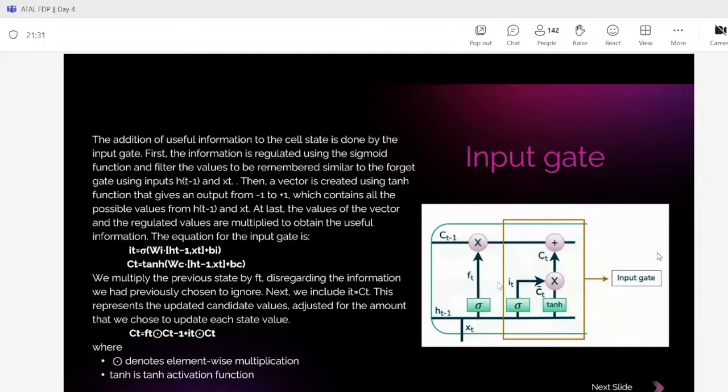So here we are multiplying the previous state by ft, disregarding the information we had previously chosen to ignore. Next, we include it and Ct. This represents the updated candidate values, adjusted for the amount that we choose to update each state value. So Ct is calculated in turn from ft, using element-wise multiplication, which is multiplied with Ct minus 1 plus it into Ct. Okay, so that's all about your input gate.